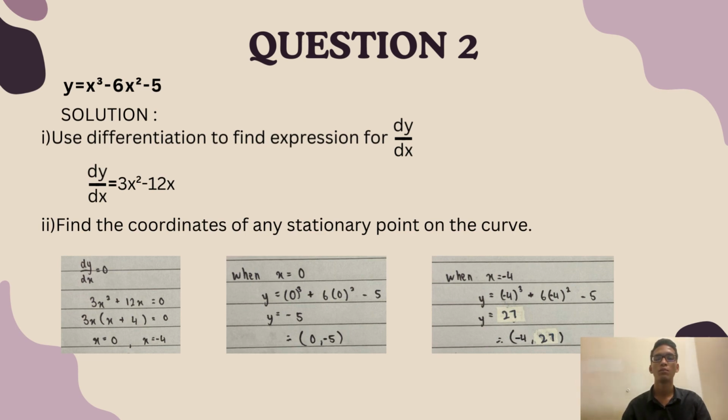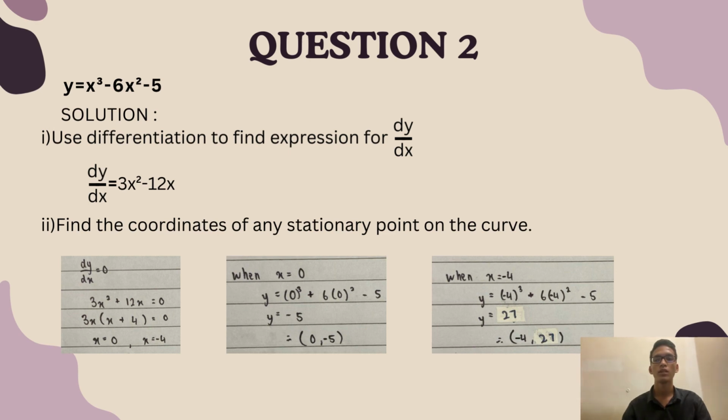And today I will present question 2, that y equals x cubed plus 6x squared minus 5. The first solution is to use differentiation to find an expression for dy over dx. It will be dy over dx equals 3x squared plus 12x.